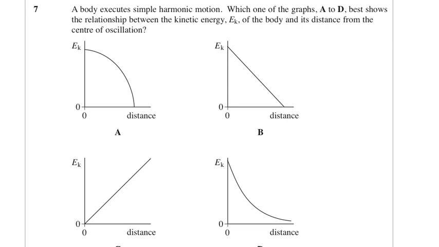A body executes SHM. Which one of the graphs A to D best shows the relationship between the kinetic energy and the distance from the centre of oscillation? So, let's think about this. The further you are from the centre of oscillation, the smaller your velocity is going to get, because it will be maximised there. So we can already eliminate anything that suggests velocity is not maximum initially. We also know that the acceleration is directly proportional to the displacement, so that would mean the velocity is not going to have a fixed gradient because the acceleration is going to change, so we can forget that one.